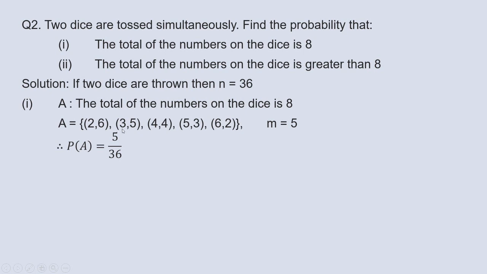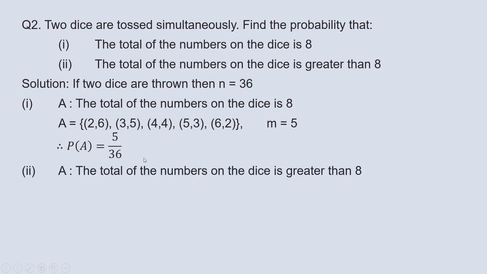Similarly, the first dice shows 3, second shows 5. Total is 8. First shows 4, second shows 4. Total is 8. First shows 5, second shows 3. Total is 8. First shows 6, second shows 2. Total is 8. Okay. So only these 5 cases will be there for A. So m equal to 5 and probability of A equal to 5 by 36.